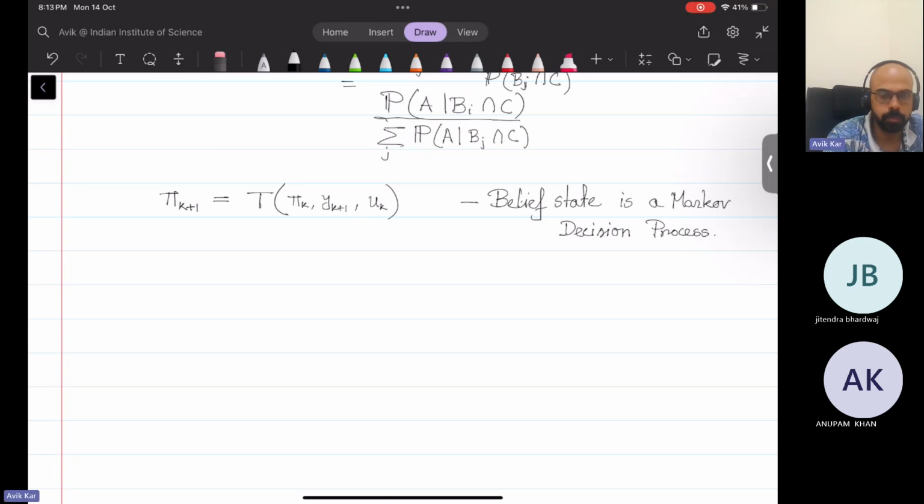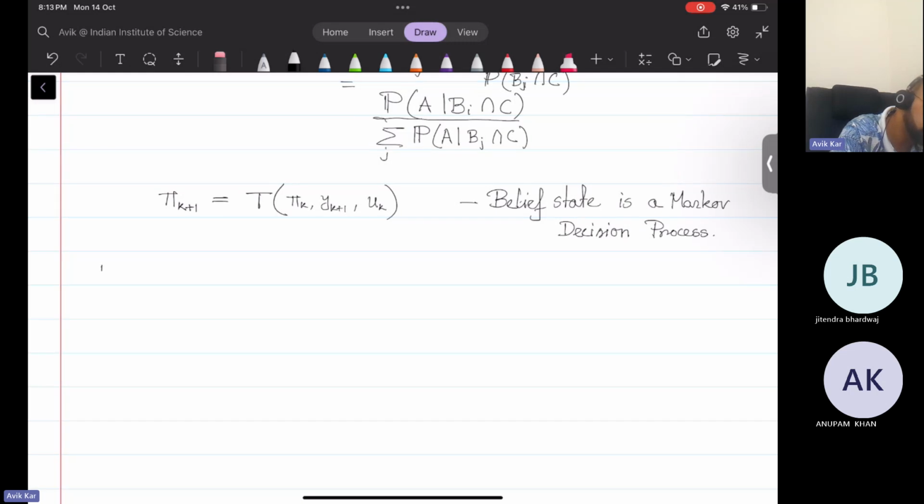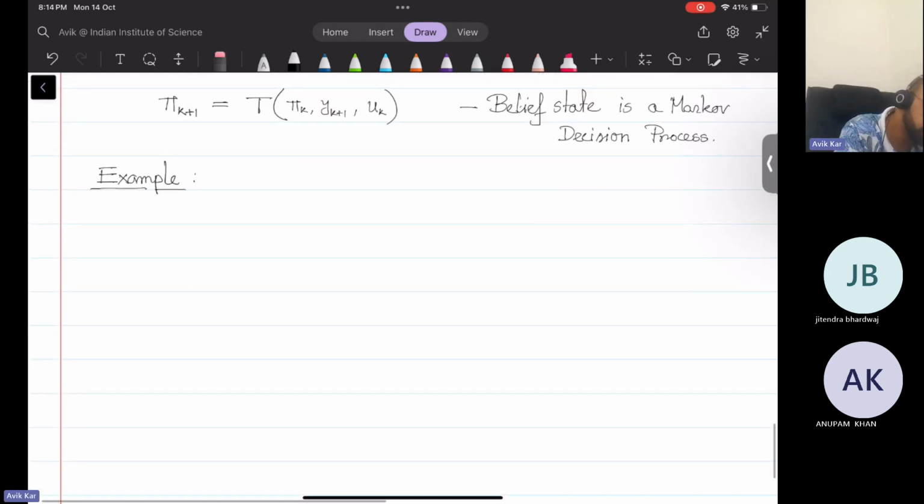So let us look at one example, and then we conclude today's tutorial. The example we'll look at is famous, which is called machine replacement.